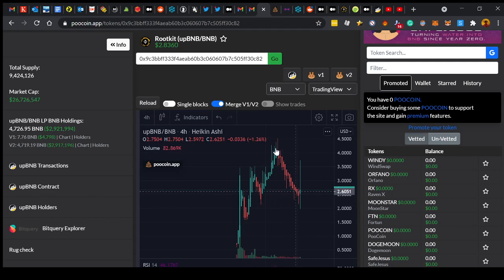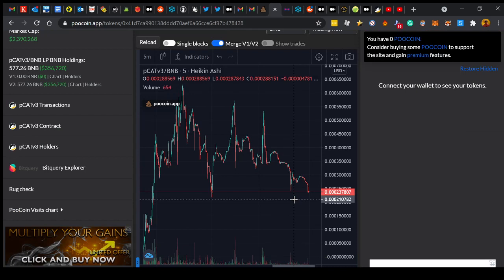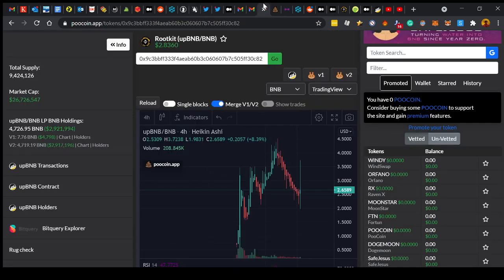But just to let you guys know, I do have positions in both of these projects. I did buy higher though. I bought this one around this price, and I bought this one at about 3.2. So I do have positions in this, and I'll be holding them for a couple of weeks, quite comfortably, because I believe that they will be valued at much higher eventually in the medium term. And so we'll see how that goes. But I wanted to bring these two to you guys, Upbnb and Pcat we've already talked about.